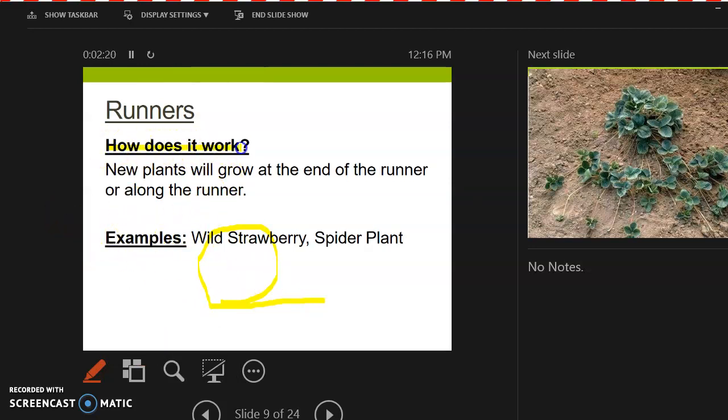Okay, so how do runners work? New plants will grow at the end of the runner. Okay, examples are wild strawberries and spider plants. And I'll show you on the next slide what the runners look like.